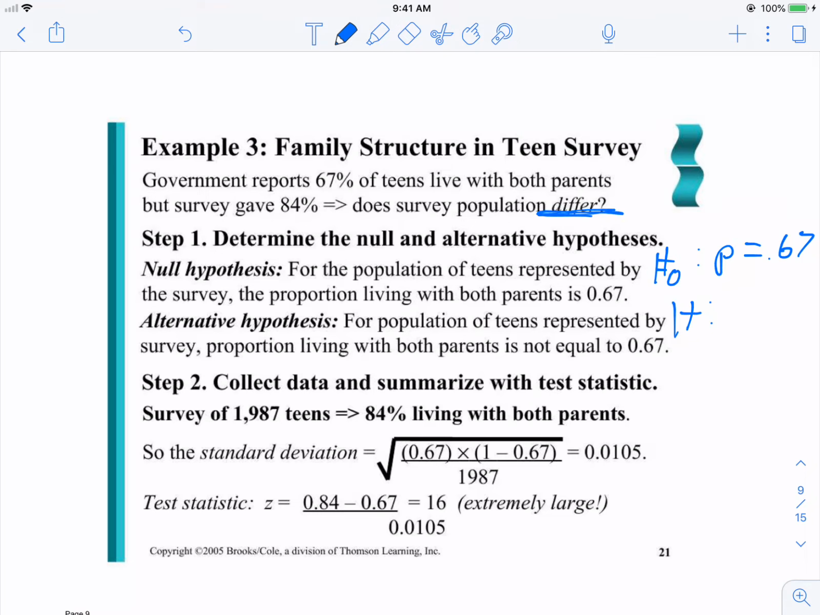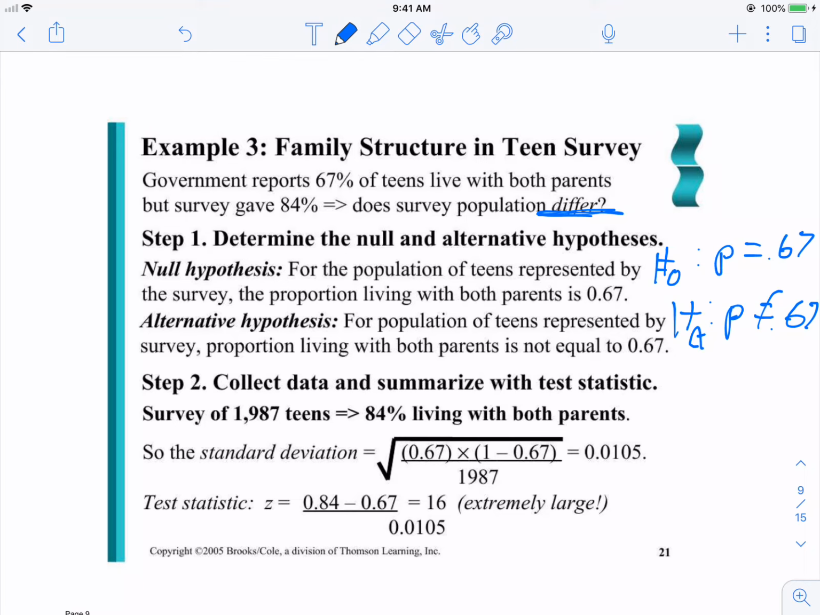Okay, look at the question of what you're interested in. Does the survey population differ? Okay, it'll either say they're different or you're interested in that one is greater than or one is less than. Those words tell you what the alternative hypothesis should be. If we are just interested in if they're different, then that means that this is two-sided. P is not equal to 0.67. So, this is a two-sided alternative hypothesis. That's going to be important for our last step with the p-value.